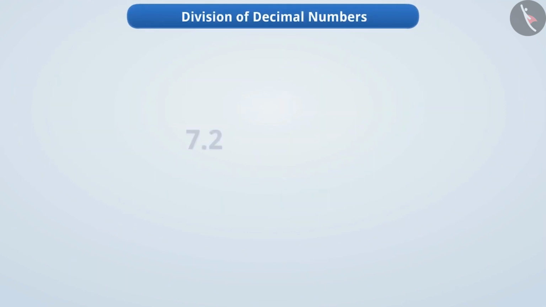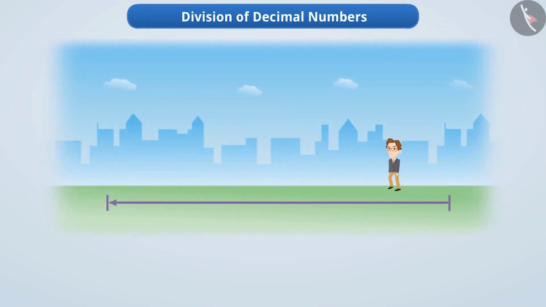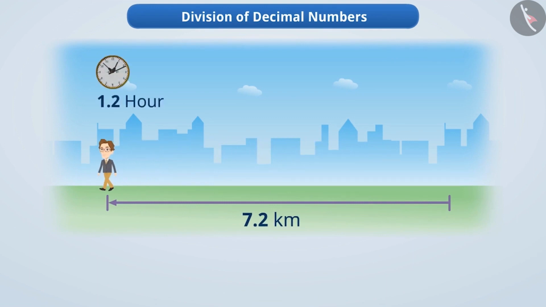Now let's understand how to divide one decimal number by another decimal number. A person covers a distance of 7.2 kilometers. If he takes 1.2 hours to cover such a distance, then how much distance will he be able to cover per hour? To find out the answer, we have to divide 7.2 kilometers by 1.2 hours.